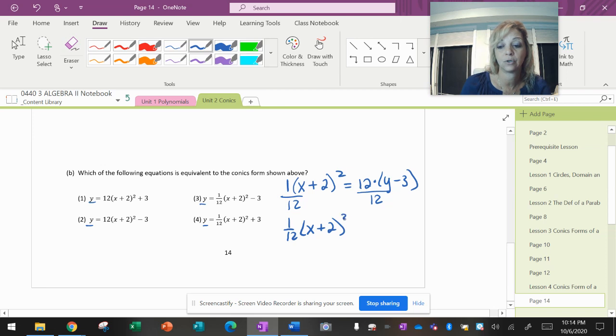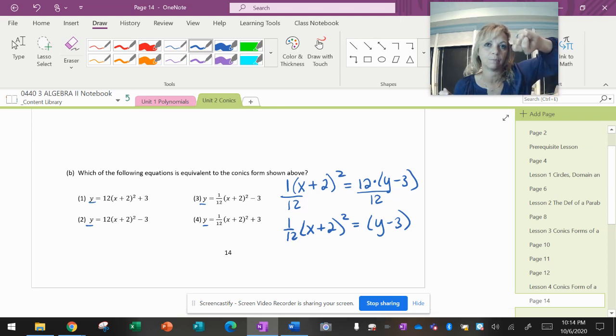I can't distribute it through this set of parentheses either, because I couldn't distribute it through that x plus 2 anyways, since I've got a squared. I'd have to do order of operations. So I'm just going to make that 12 on the one side. When I divide it out, it becomes a 1/12 on the other side. Okay?